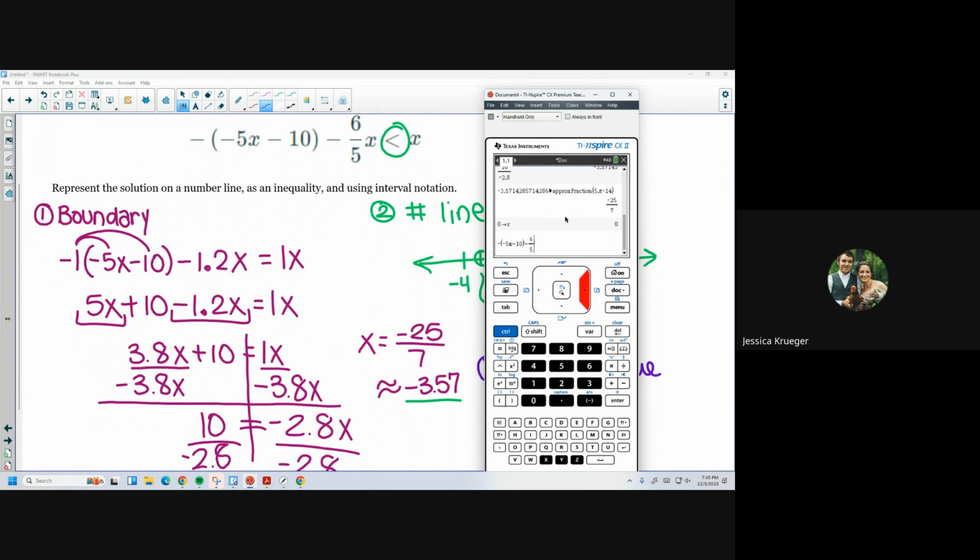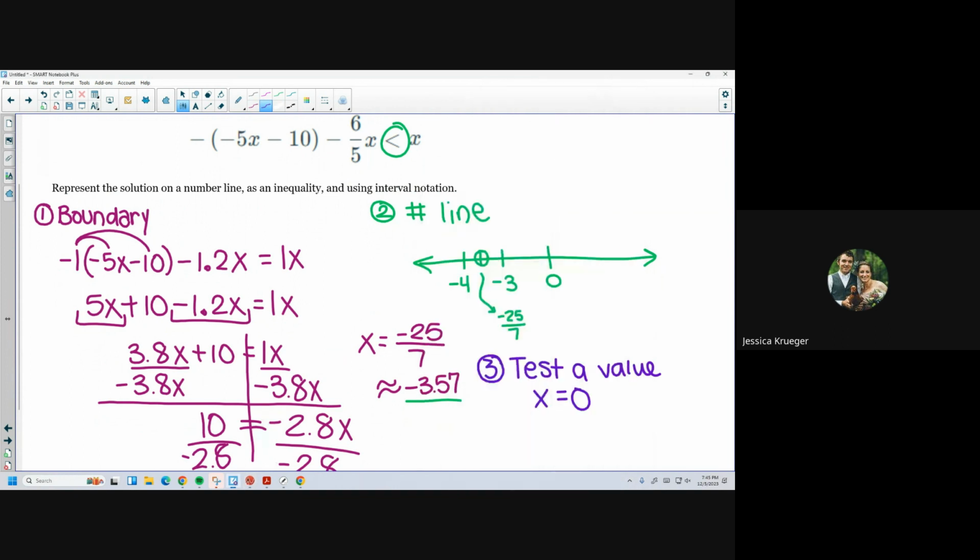6/5 x is less than x. Enter. It tells me false. So x equals 0 makes the inequality false. So 0 is not part of my solution. So I shade the opposite side of my number line.